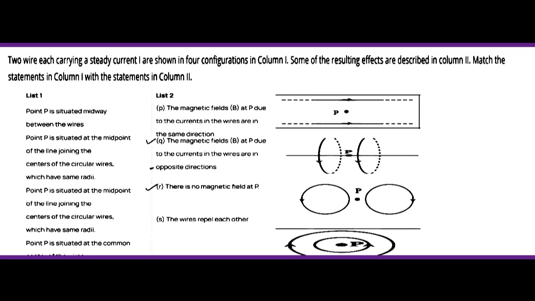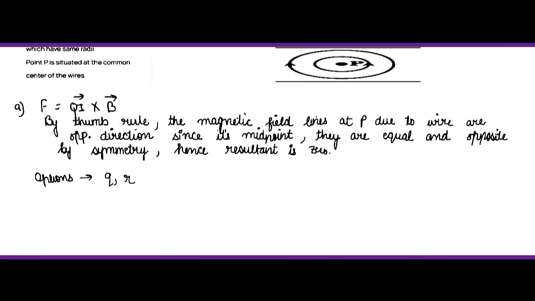Now move towards the second one. What was the second one? Guys, we can see that point P is situated at the midpoint of the line joining the centers of the circular wires which have the same radii. As we can see, there are two circles and here we have a point P. Now we have to check which one is true. By thumb rule, the magnetic field lines at P due to both wires are in the same direction, so the wires neither attract nor repel. This is the B part.